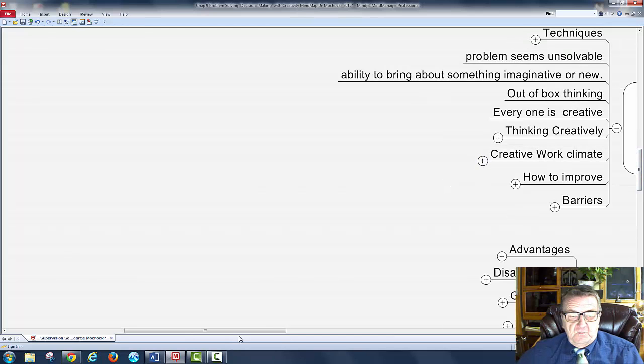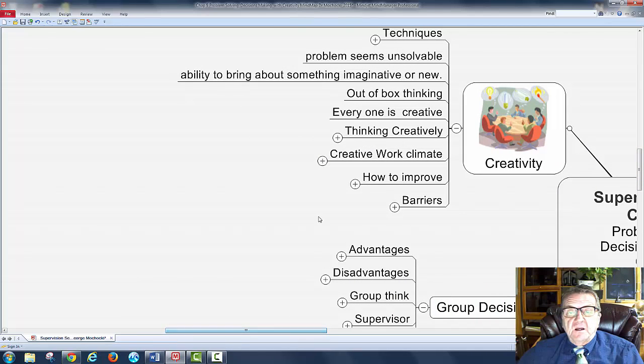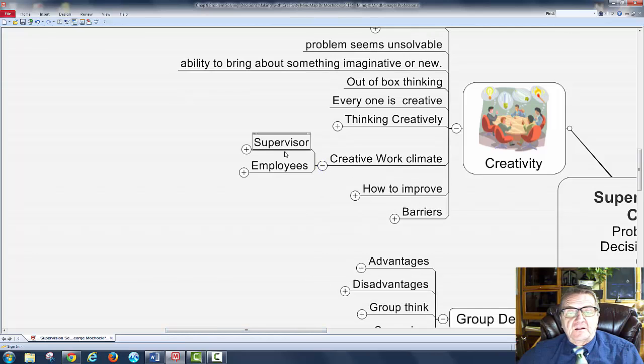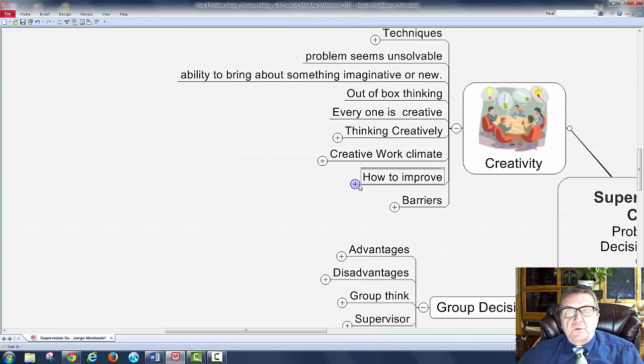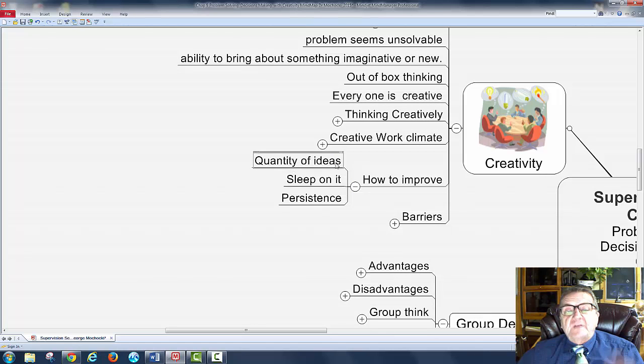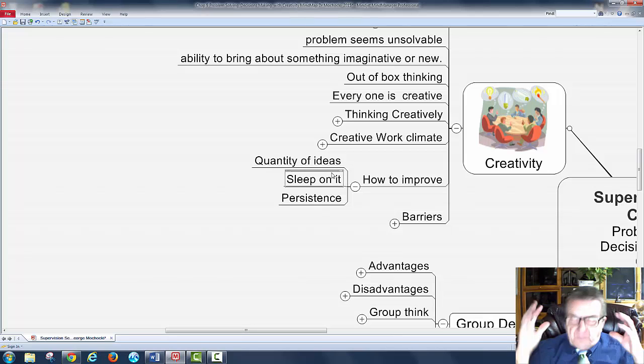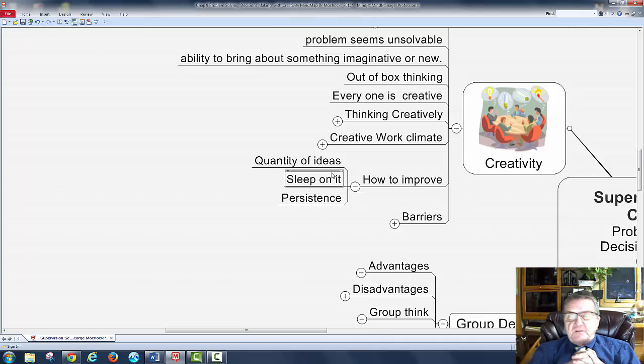Okay? Let me move this over so you can kind of see where we're at. Okay, creative work environment. Okay, we had this. Okay, how to improve? Quantity of ideas. You can't have too many. Sleep on it. Sometimes you have ideas, go back, think about it. Remember, when you do brainstorming, if you do any kind of activities, come up with a brainstorming, the research and everything else I've been doing says 10, 20 minutes max. 20 minutes max.